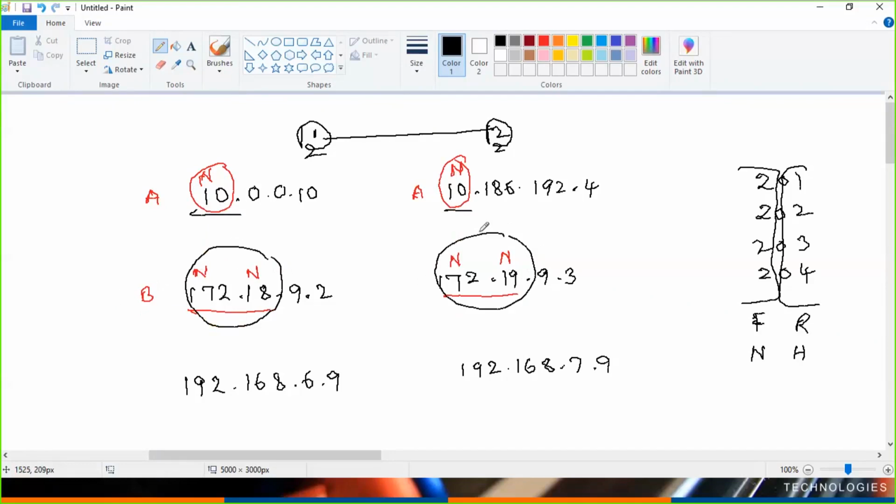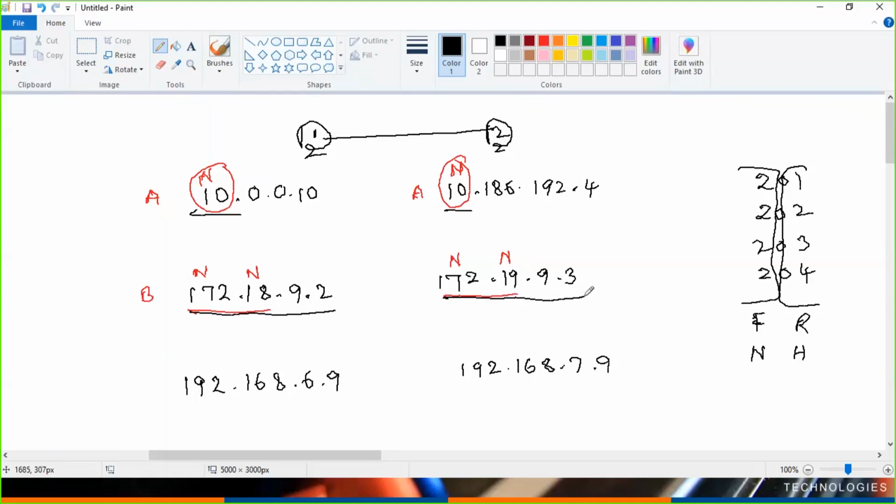Still, if they need communication, what are the possibilities? Make them into the same network. So assign IP address 172.18 here, or configure 172.19 here. But my requirement is I don't want to change the IP address, but still I need communication. The first PC is 172.18.9.2 and the second PC is 172.19.9.3. Without changing IP addresses, I still need communication.